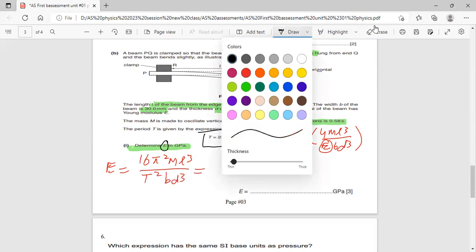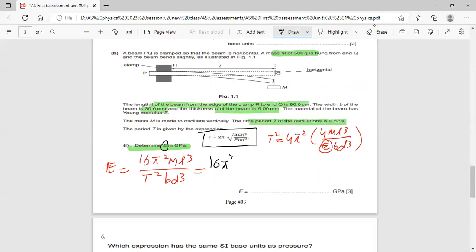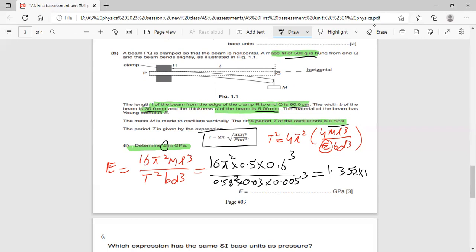And now, beta, you have to put the values. So 16π² into M. M is 500 grams, so it is 0.5. L cube. So L is how much? 60 centimeters, so it is 0.6 cube. Then T². T is 0.58, so 0.58 square. And B. B is 30 millimeters, so it is 0.03. And then D. D is 5 millimeters, 0.005 cube, right? So when you solve it, you will get an answer of 1.352 × 10^10.